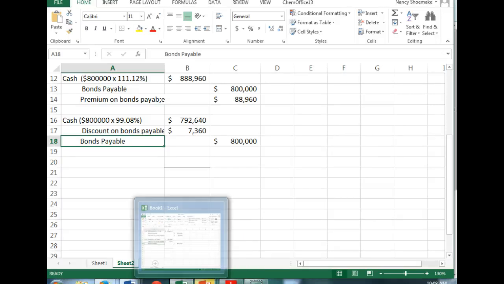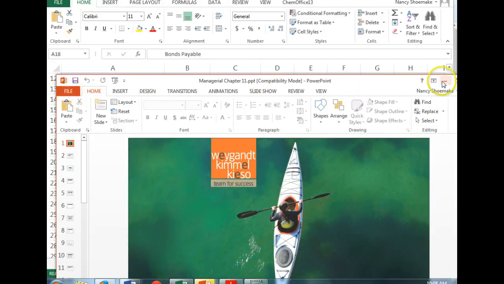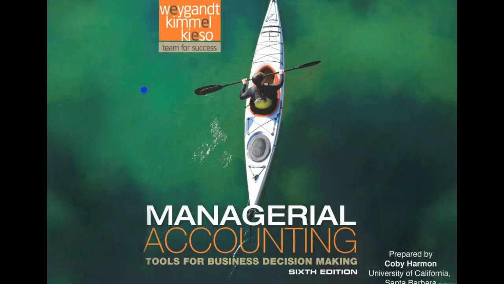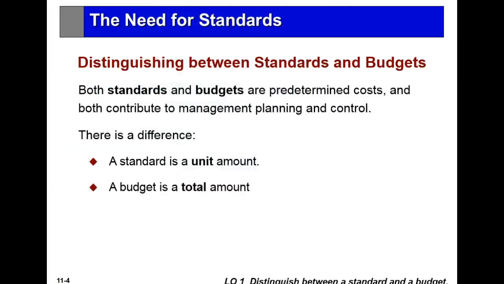We're going to begin talking about standard costing, and let's start understanding the difference between what a standard cost is and what budgets are.